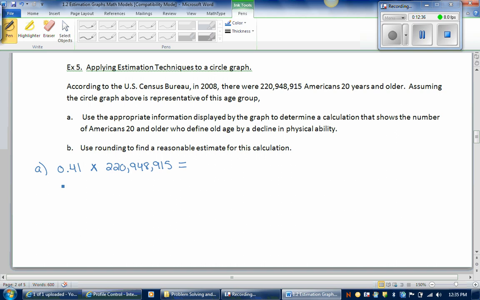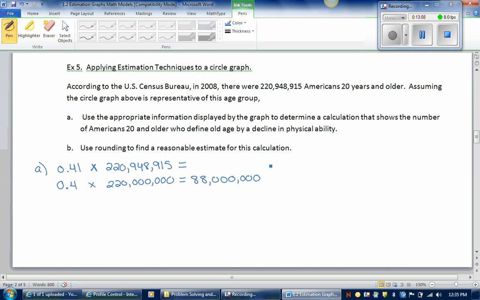So let's estimate this to 40%, and let's estimate this to 220 million. It's going to make the math much easier. Okay. When I multiply 2 times 4, that's going to wind up with 88 million. Okay, and again, you can use your calculator for that.